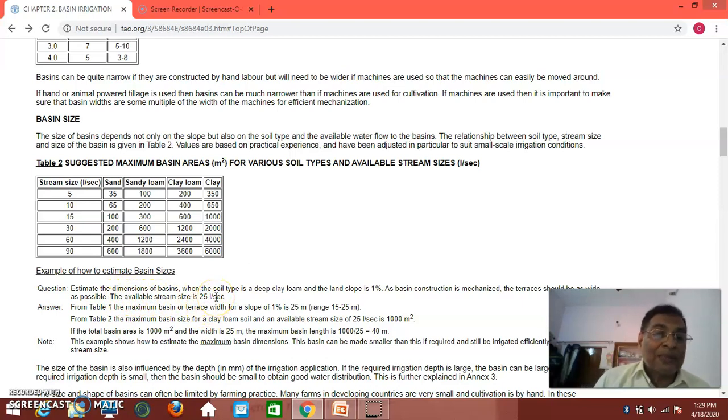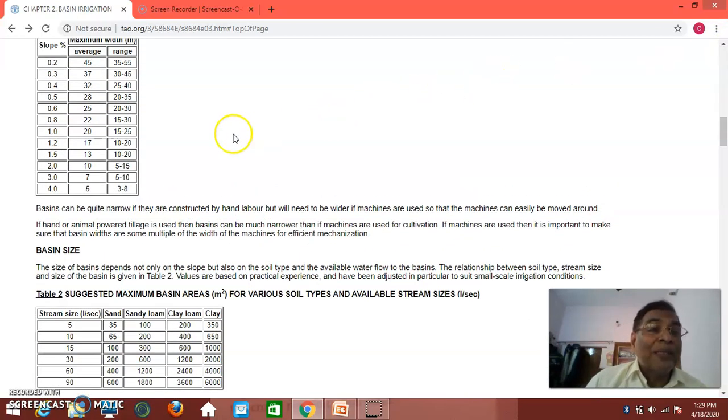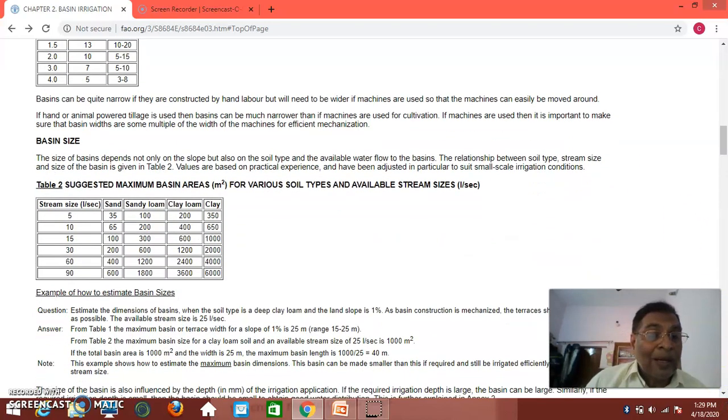So the solution is from table 1. You can go to table 1. You can see this is the table we have shown. From table 1, the maximum basin or terrace width for a slope of 1% is 25 meters. You can see here for 1%, the maximum width is 25 meters.